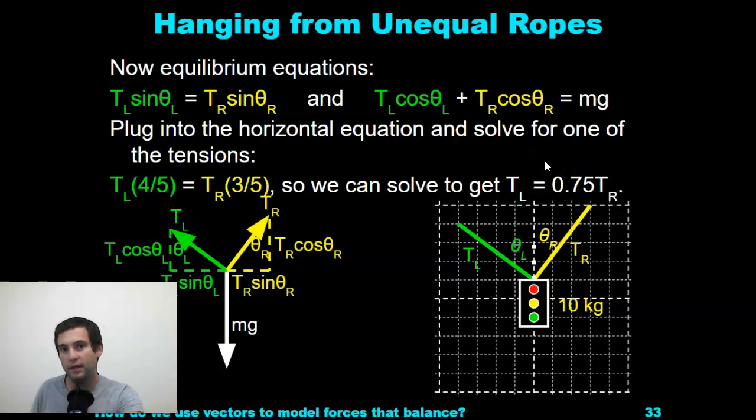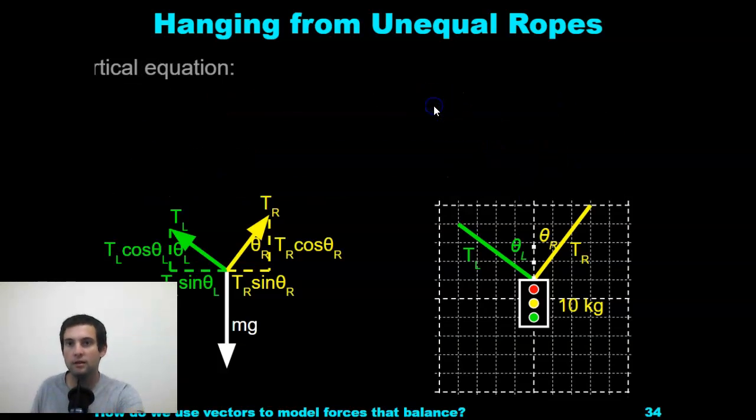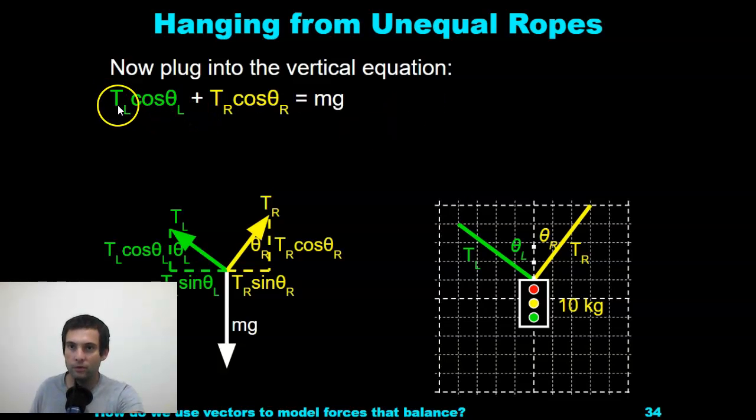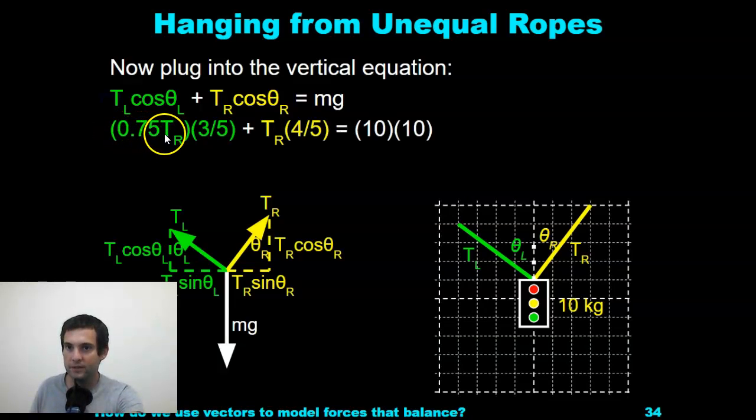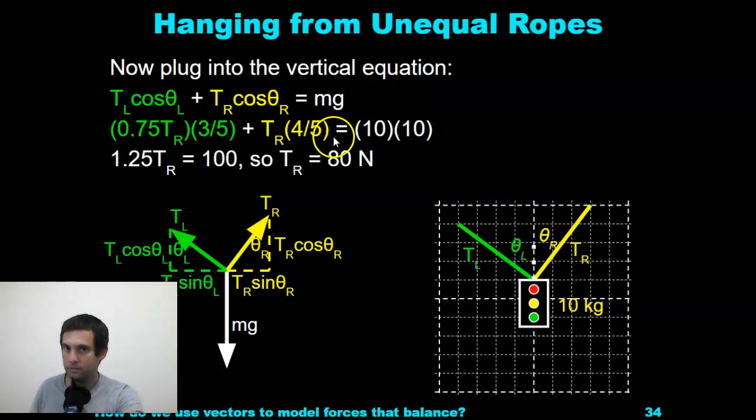So now we can go to this vertical equation and we can plug in what we just solved for. TL is 0.75 times TR times cosine of 53, which is 3/5, plus all of this mess here, TR times cosine of 37, which is 4/5, equals mass, which was 10, G is 10, equals 100. And then going through and solving to get TR equals 80 newtons. Try this problem again. Make sure you're able to get to that answer.